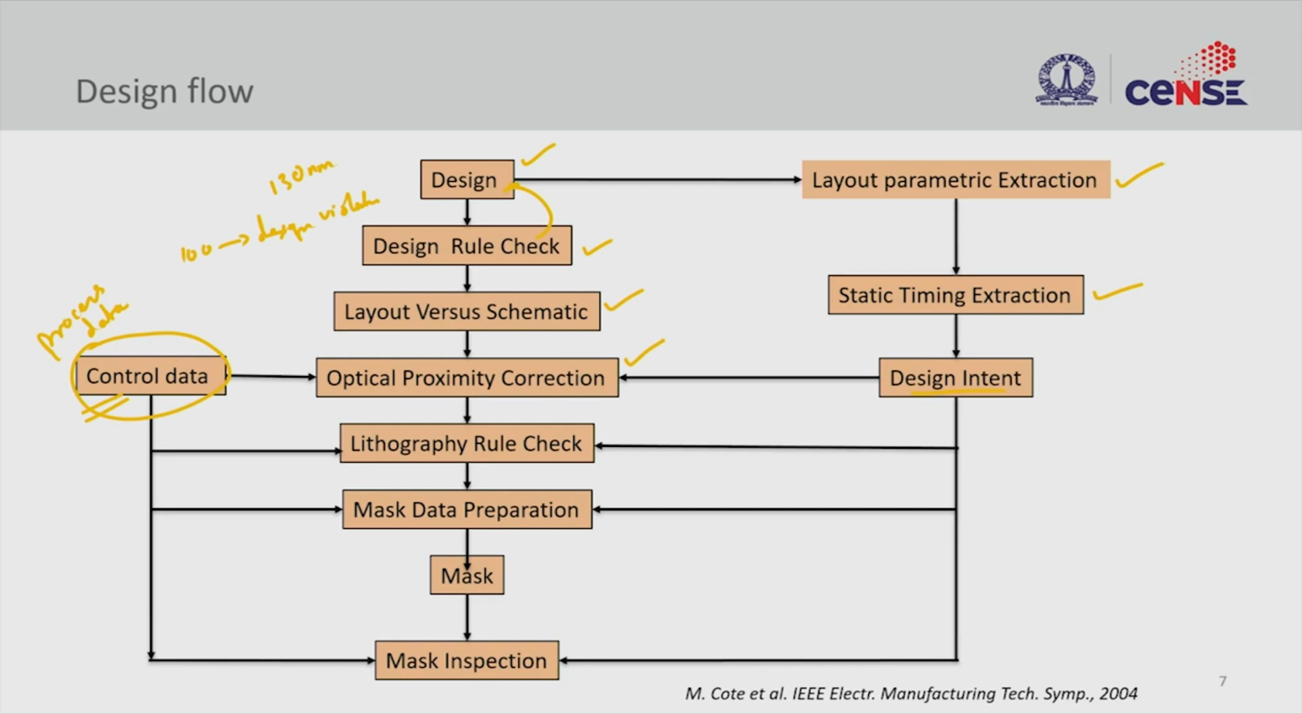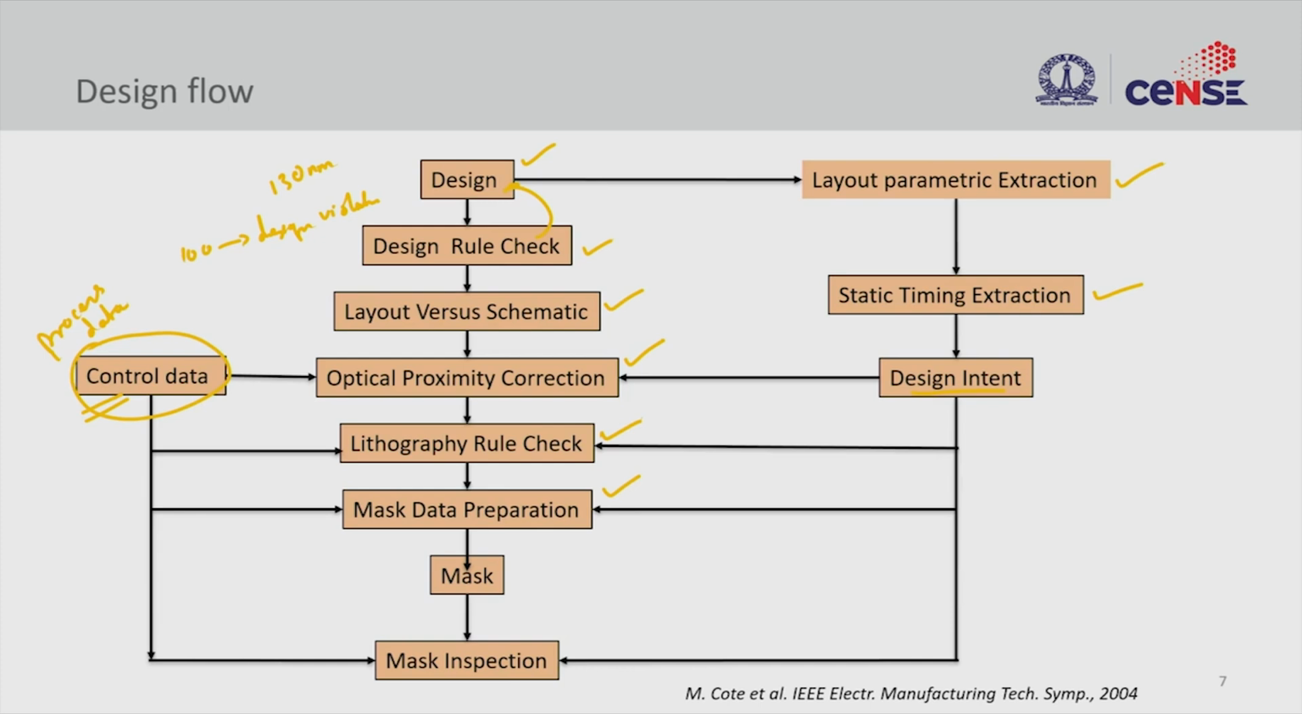So after doing optical proximity correction, you do lithography rule check, right? So this is again a kind of design rule check, but in this case this involves also projection simulations as well. So once this litho rule check is done, you do mask preparation, right? So you prepare the data for mask writing, which is something we saw earlier. This is a writing process.